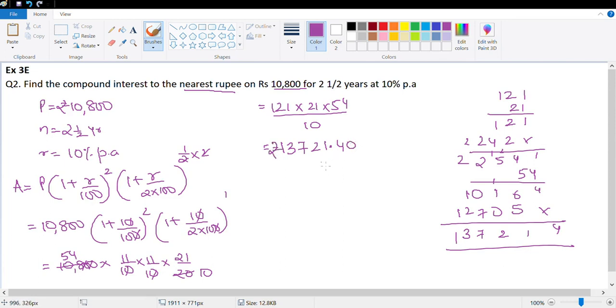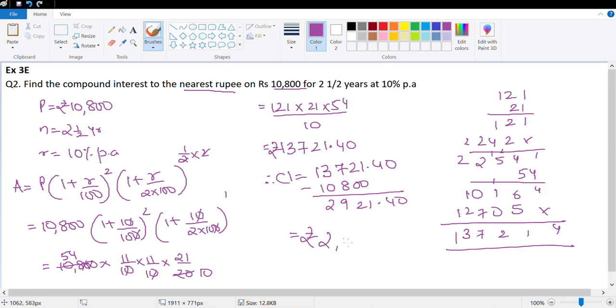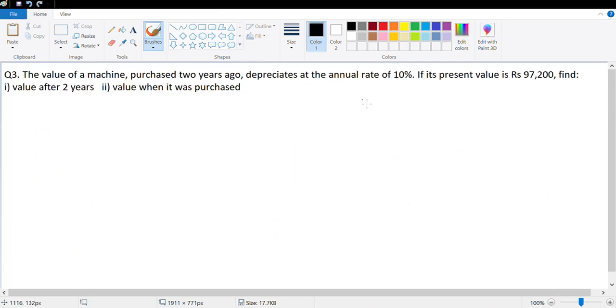So that's the amount. Therefore, compound interest will be 13721.40 minus 10,800, which is equal to rupees 2,921.40. Basically one formula. If you remember that, you should be very fine with these kind of questions. Let's look at the next one.